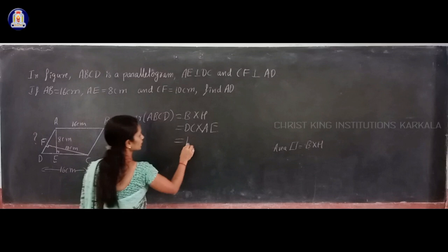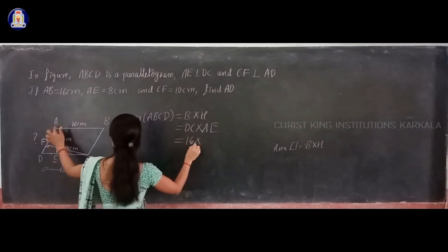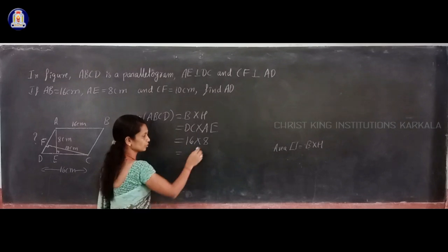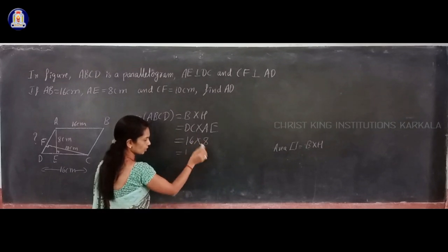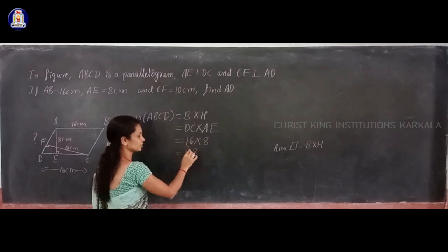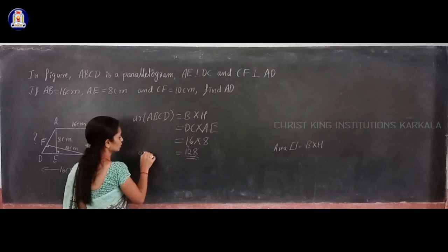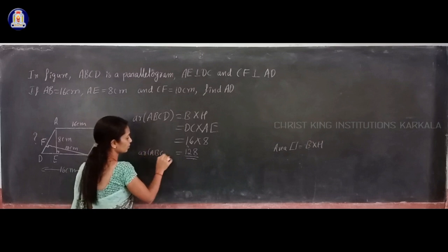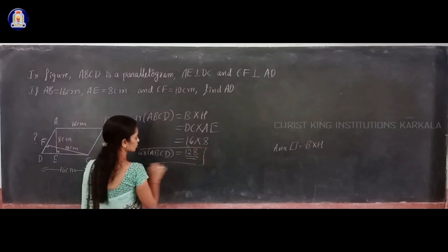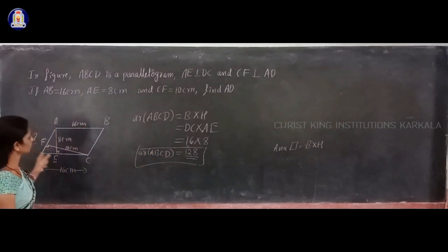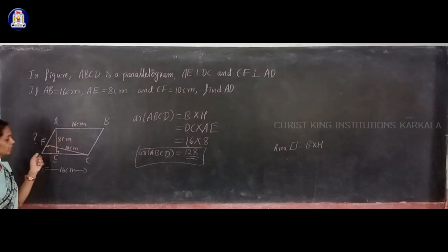So in place of DC we write 16 into AE, that is given to you as 8. 16 into 8 gives you how much? 8 into 6 is 48, 4 carry, 8 into 1 is 8 plus 4 is 12, so 128. And this is the area of ABCD. So area of ABCD we got as 128 by using height and base AE and DC.